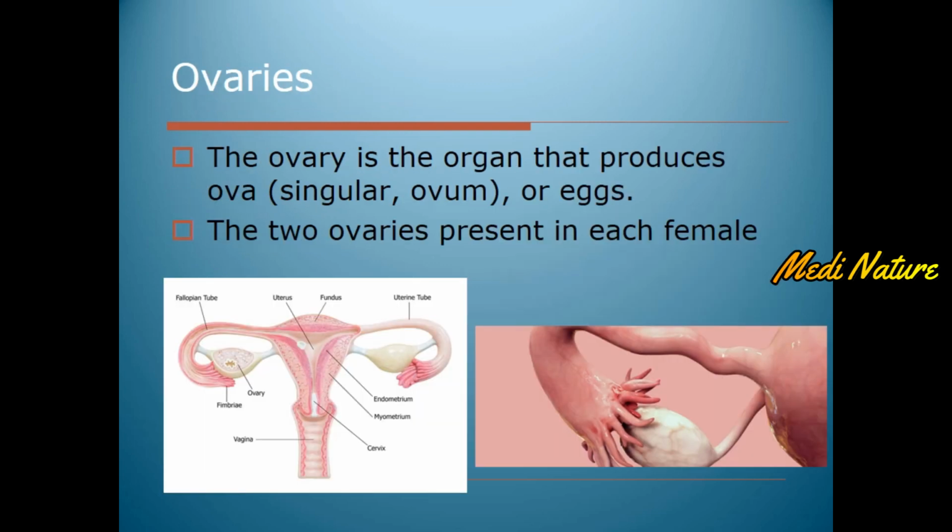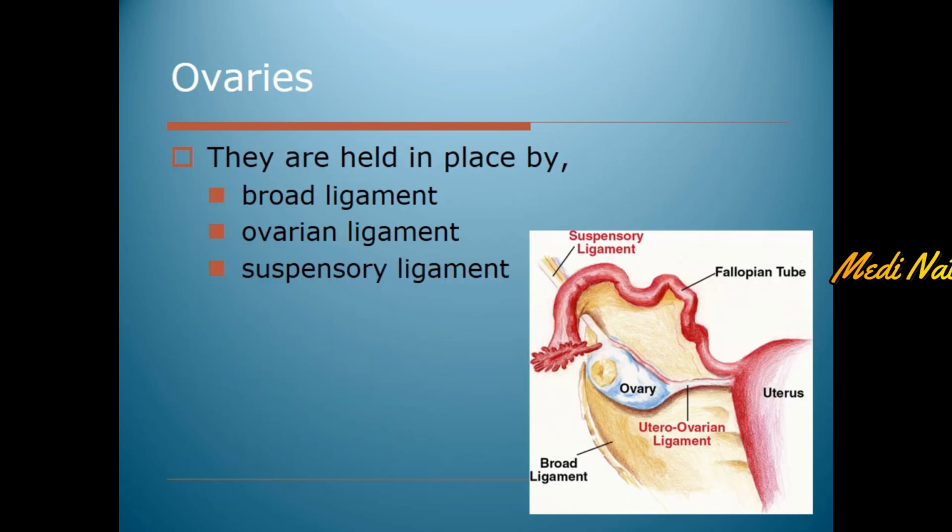Let's see the structure of the ovaries. It is the main internal genitalia which produces ova or eggs in the female reproductive system. There are two ovaries present in each female, so you can see the whitish colored ball in this image. Ovaries are held in place by several ligaments. Those are the broad ligament, the ovarian ligament or uterovarian ligament, and the suspensory ligament. So you can get an idea by looking at this image.